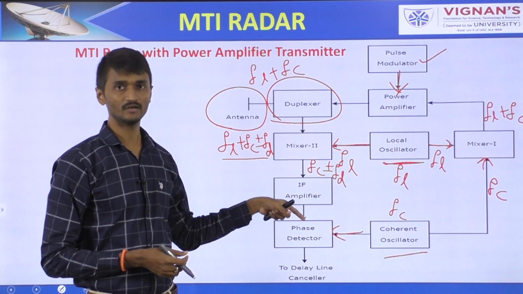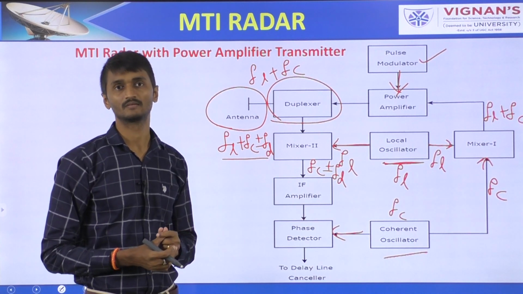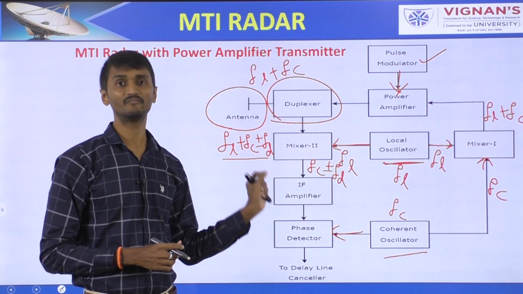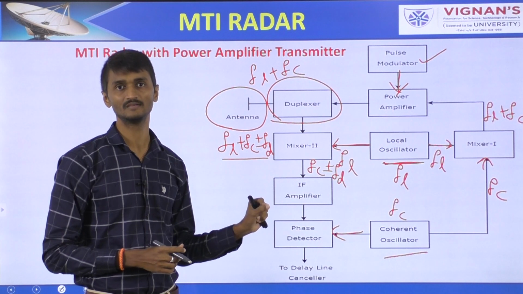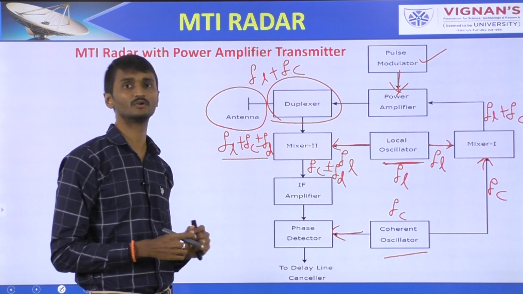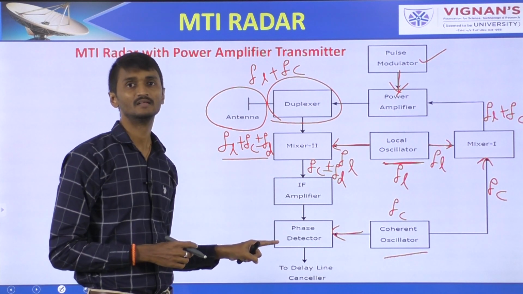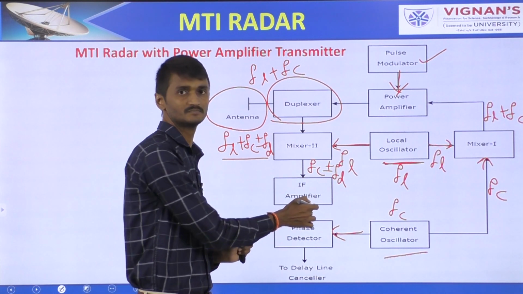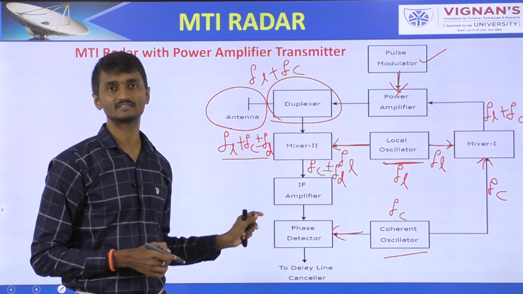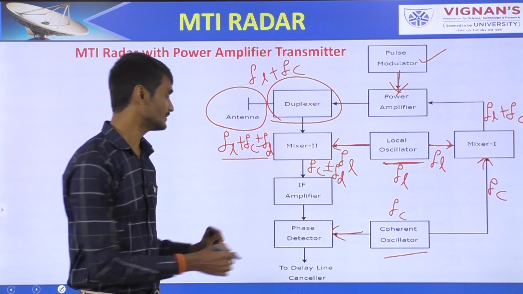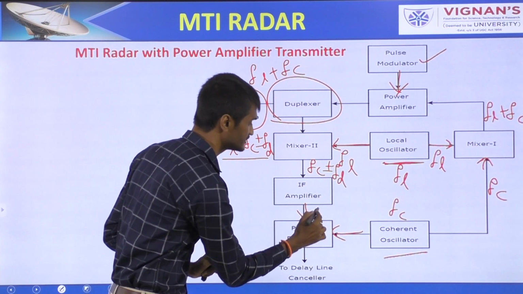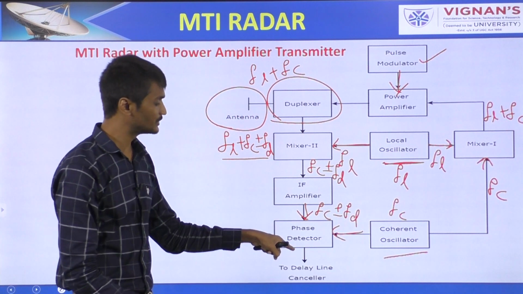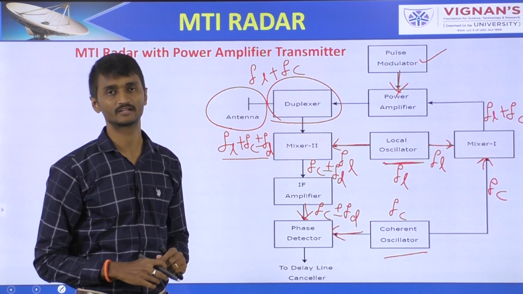That will be given to the input of the IF amplifier. The IF amplifier amplifies the intermediate frequency signal. The IF amplifier shown in this figure amplifies the signal having the frequency of FC plus or minus FD. This amplified signal is applied as an input to the phase detector, right?